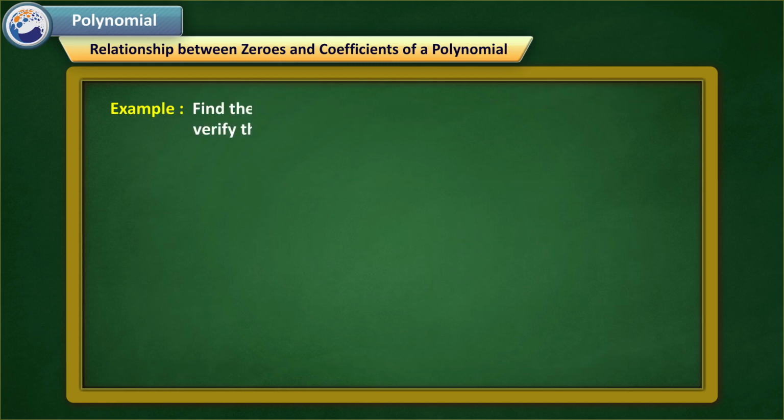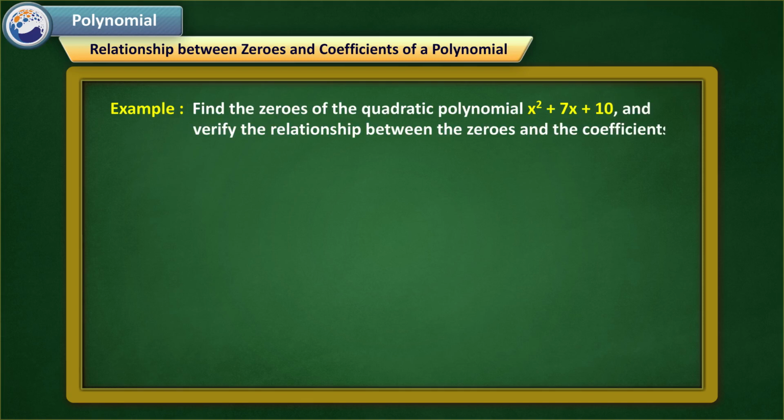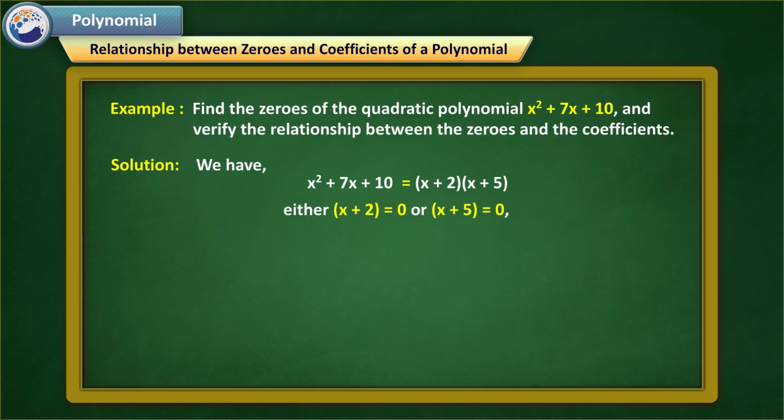For example, find the zeros of the quadratic polynomial x squared plus 7x plus 10 and verify the relationship between the zeros and the coefficients. Solution. We have x squared plus 7x plus 10 is equal to x plus 2 into x plus 5. Either x plus 2 is equal to 0 or x plus 5 is equal to 0. That is, when x is equal to minus 2 or x is equal to minus 5.